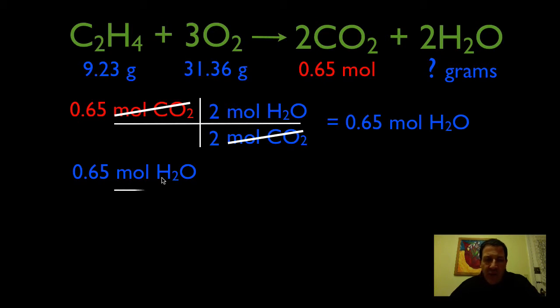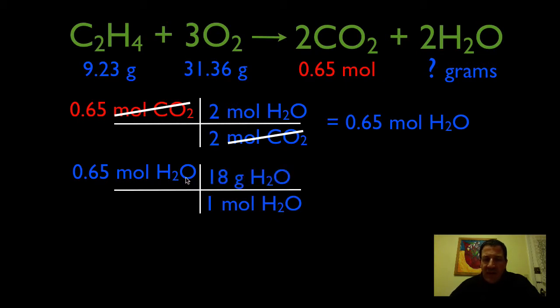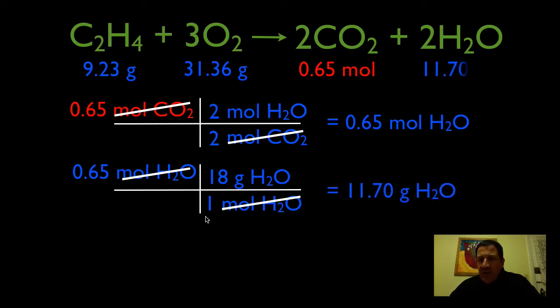Then we're going to use that number of moles to convert to the mass. 1 mole of H2O, 18 grams is the molar mass. We put the moles on the bottom because we want to cancel this moles. We want to get out of the moles of H2O. That says cancel. We want to get into grams of H2O, and we get 11.7 grams of H2O. So that is the complete problem.